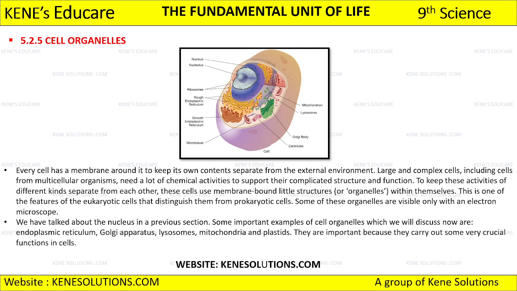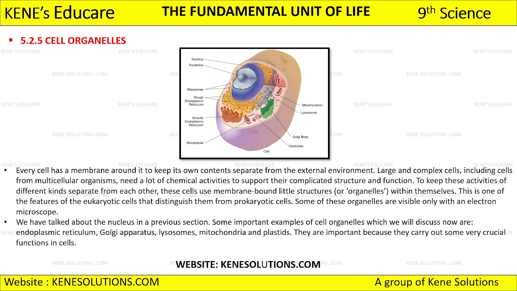So to keep these activities of different kinds separate from each other, the cells use membrane bound little structures, which we call organelles, within themselves. Now as I told you, they all are separate from each other, and that is so because they have these membrane bound cell organelles present within them. And this is one of the features of eukaryotic cells that distinguish them from prokaryotic cells.